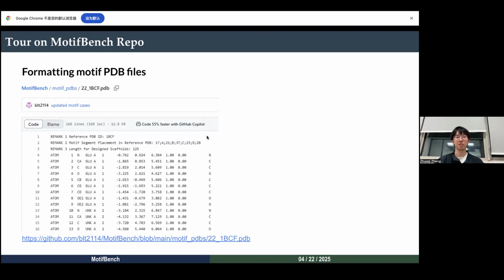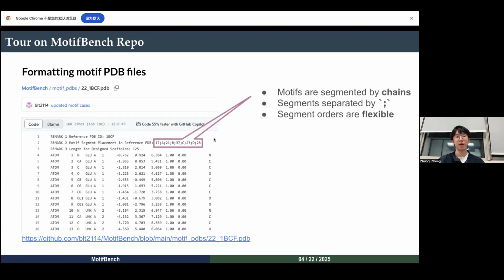And after we have this information for the motifs, we have formatted motif PDB files, which contain enough information for motif scaffolding methods, both for design and evaluation. Consider the case 1BCF, which is a heme binding site. It has 4 discontinuous segments. In the formatted PDB files, each segment is represented by a different chain. In 1BCF, the 4 segments are represented by chains A, B, C, and D respectively.